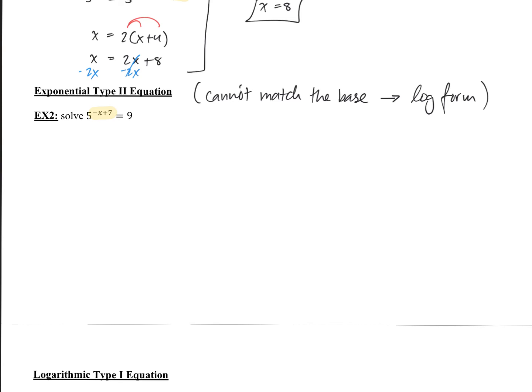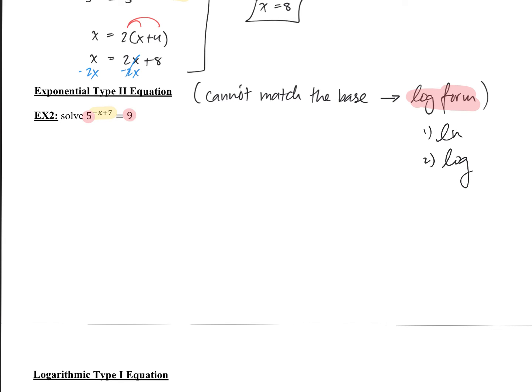Awesome. Can we match the bases? That's a base 5 and that's a base 9. I can't think of any way to manipulate 5 and 9 to look like exponent versions of each other. So because of that, I can't work in exponential form. I'm going to move to log form. So this is where we're going to log both sides. And this is also where you have to choose either base e or base 10. So you can use natural log or common log.